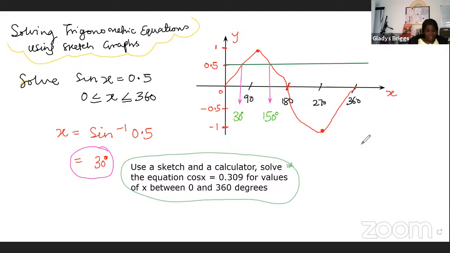Anybody finished? Is this too challenging for you guys? Come on, you should be able to do this. Have a look at how you sketched the cosine graph last time and put your 0.309 on this line here. And then find the two points where they meet and then get your answers.